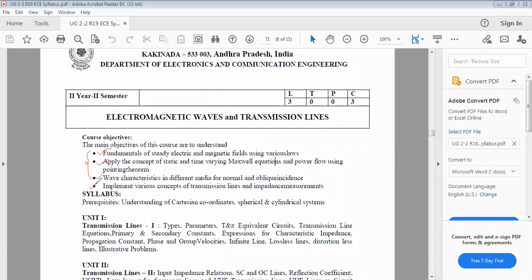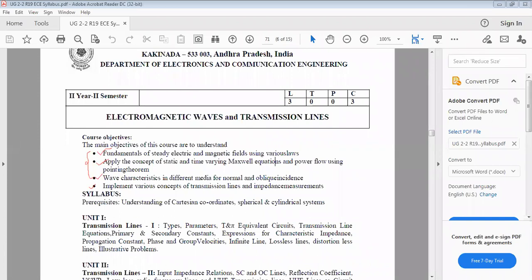That entire transmission lines part is organized as two parts. See here, transmission lines 1 and transmission lines 2. In transmission lines 1, they deal with types, parameters, equivalent circuits, primary and secondary constants, and basic transmission line equations. Expression for characteristic impedance, propagation constants, phase; these are the very fundamentals of transmission lines.